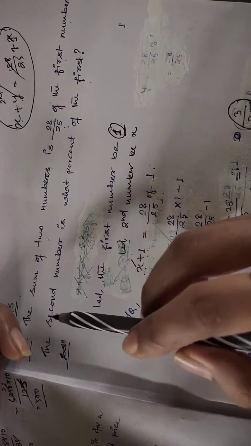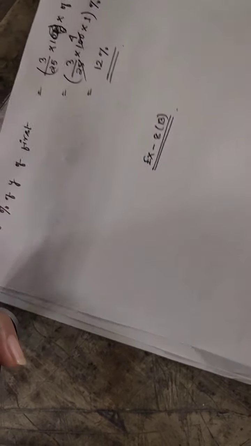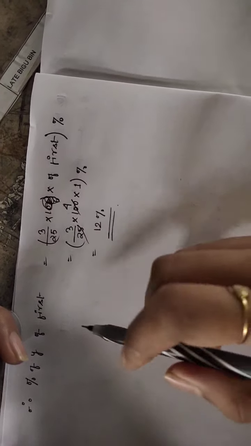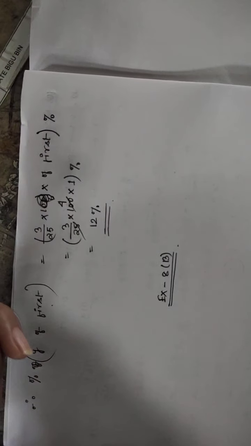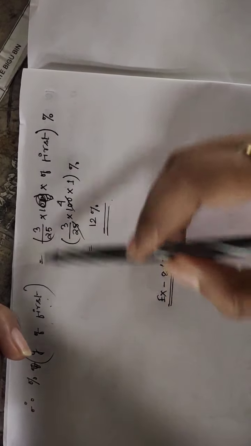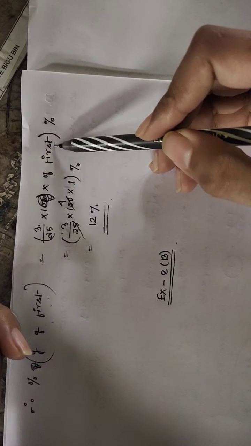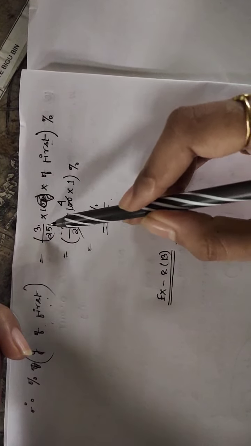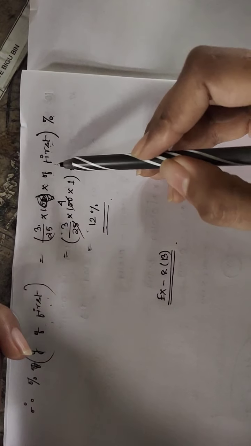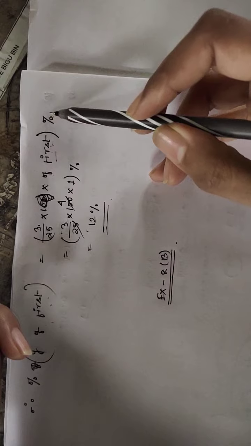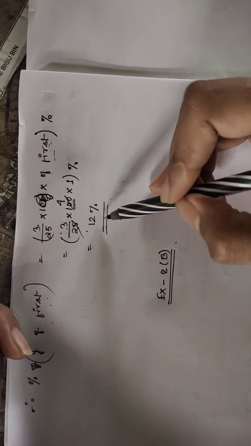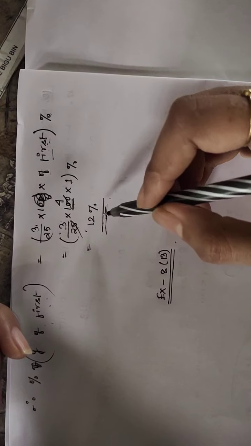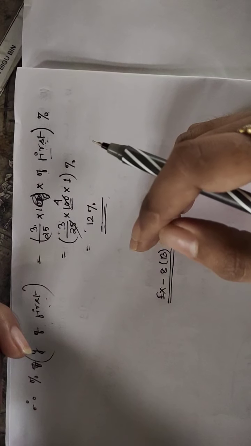Now the question asks the second number is what percentage of the first. So it is the percentage of y of the first. So y is how much? 3 by 25 of the first into 100. So 3 by 25 of the first, and the first number is 1, so 3 by 25 into 1. Percentage is asked, that's why I have written 100. So if you do the cancellation, 25 times 4 is 100, 3 times 4 is 12. So the answer will be 12. With this your exercise 8A is completed. Next we will discuss 8B.